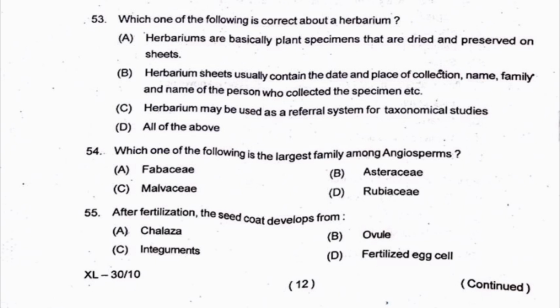Next, question number 55. After fertilization, the seed coat develops from: option A, chalaza; option B, ovule; option C, integuments; option D, fertilized egg cell. So, the seeds are the product of the ripened ovule. After fertilization by pollen and some growth within the mother plant, the embryo is developed from the zygote and the seed coat from the integuments of the ovule. So, the correct answer is option C, integuments.